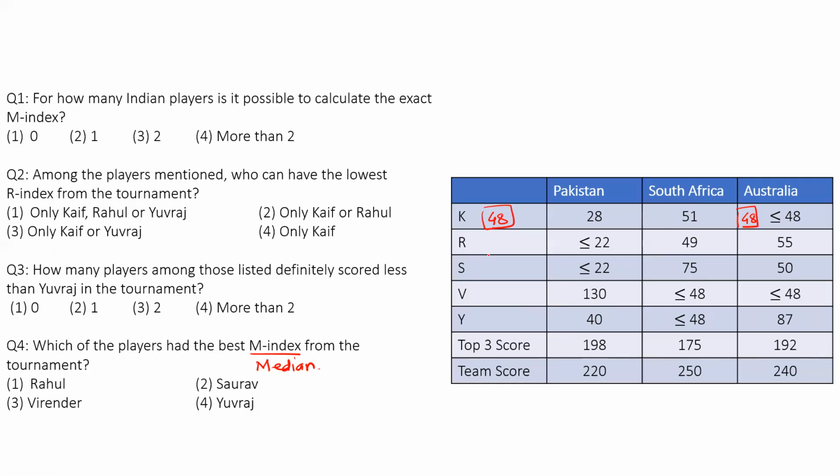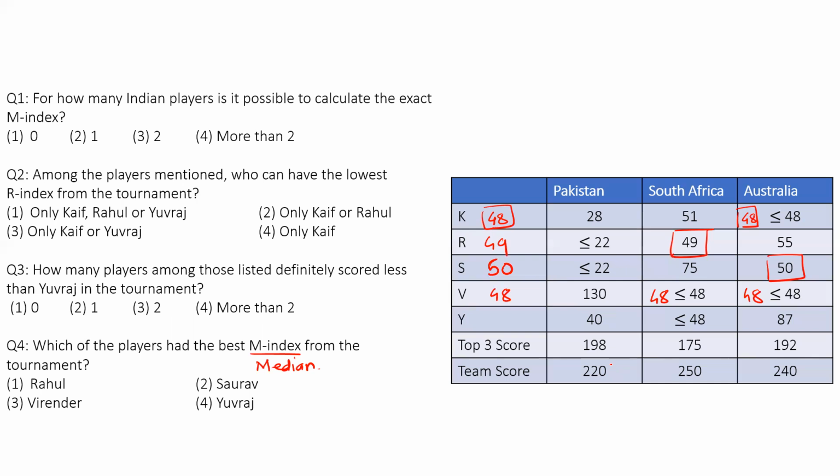Similarly for Rahul, we'll try to find out the best value. For Rahul, the median value will always be equal to 49. Then for Saurabh, the median value will always be equal to 50 because the third score will always be less than 50. So 50 will be the middle score. For Virendra, we don't know, correct? But still, if he scored 48 in both matches, which is the best possible score, his median value cannot be more than 48. So is his M index.